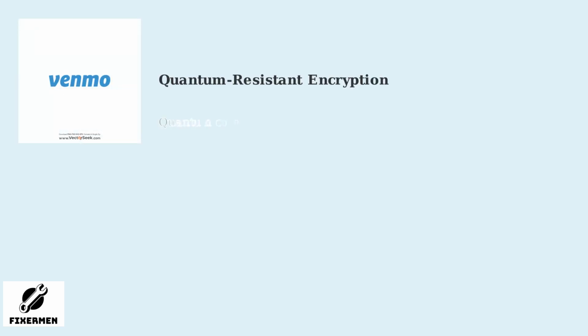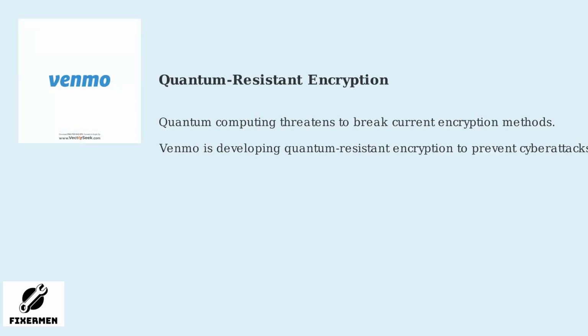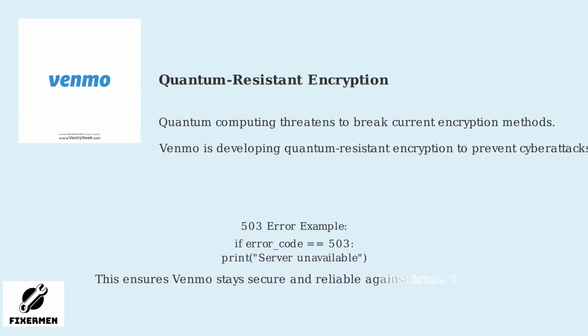As quantum computing advances, it poses a serious threat to traditional encryption methods used by payment apps like Venmo. These powerful computers could potentially break current security, leading to cyber attacks that cause widespread outages and data breaches. To counter this emerging threat, Venmo is actively developing quantum-resistant encryption techniques. This proactive approach strengthens the platform's defenses, ensuring user transactions and personal information remain protected, even as technology evolves.